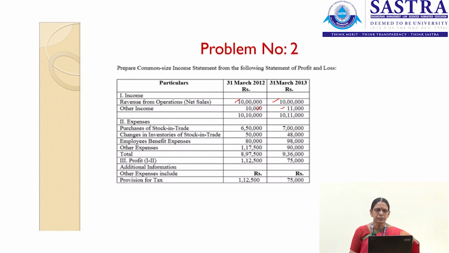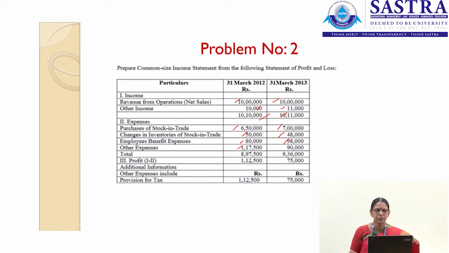Then your total is 10 lakh 10,000, 10 lakh 11,000. So this is your total income. When we have your expenses, again purchases of stock in trade 6 lakhs 50,000, this is 7 lakh rupees. Changes in the inventories of stock in trade 50,000 in 2012, 48,000 in 2013. Employee benefit expenses, we have 80,000 in 2012, 98,000 in 2013. Other expenses, we have 1,17,500 and 90,000 in 2013.